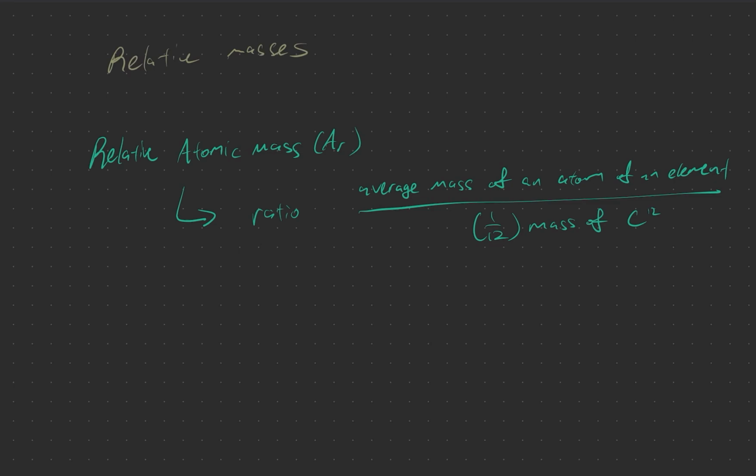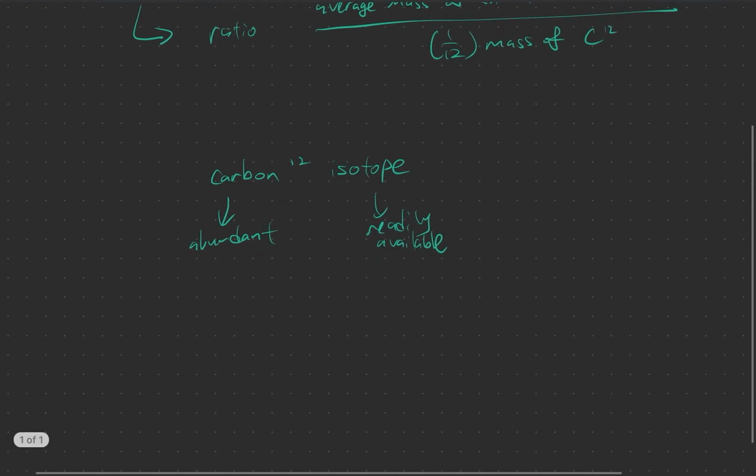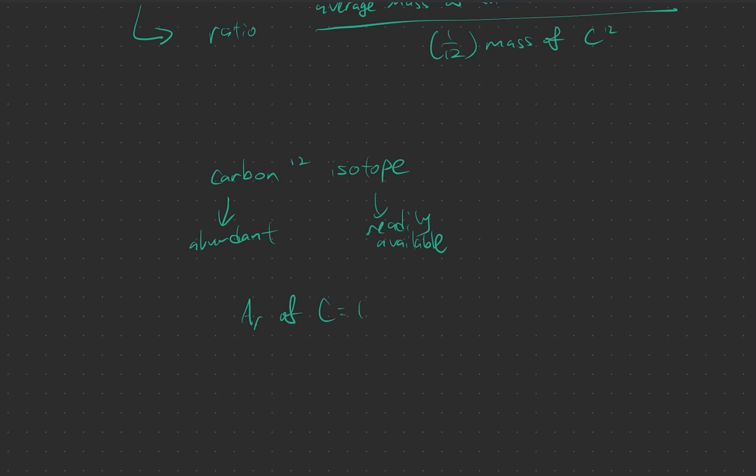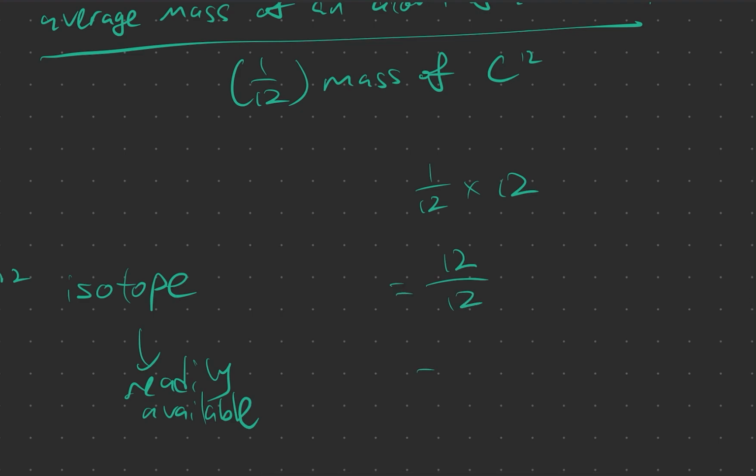So why carbon, and why the carbon-12 isotope specifically? Basically, the carbon-12 isotope is the most abundant isotope of carbon. It's readily available. It's almost everywhere. So scientists just decided to use this to compare the masses of other atoms. So the relative mass of the carbon-12 isotope, or the AR of carbon, is just 12. So 1/12 of the mass of carbon-12 is 1/12 times 12, which is 12 divided by 12, which is just 1.